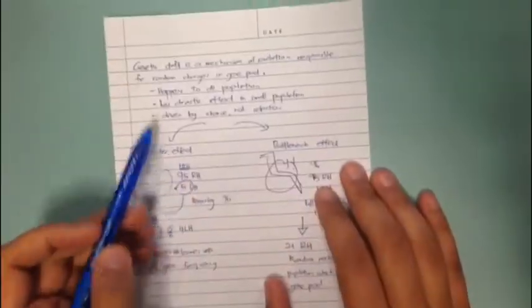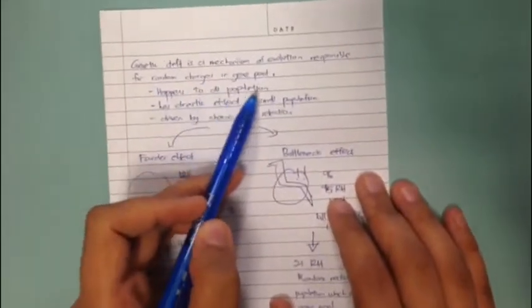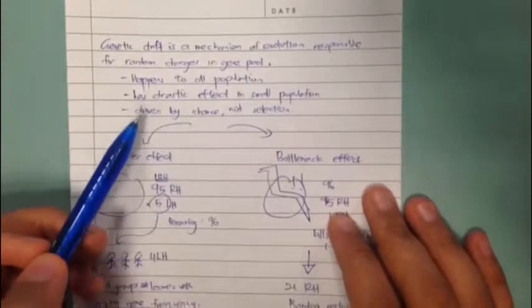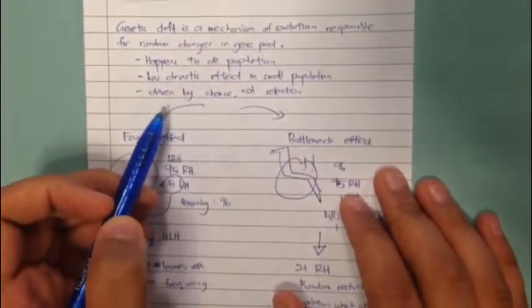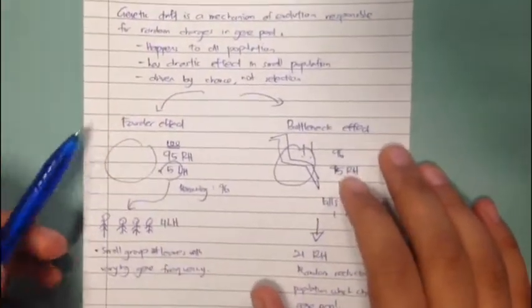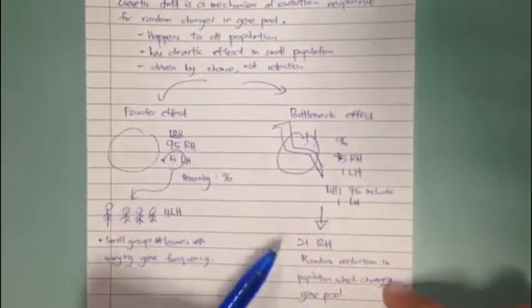I will explain more about the bottleneck effect and founder effect, but we will be focusing on this paper. Genetic drift is a mechanism of evolution responsible for random changes in the gene pool. It can happen to all populations, but it has a drastic effect in small populations. It is driven by chance and non-selection. Genetic drift can be further divided into two: founder effect and bottleneck effect.